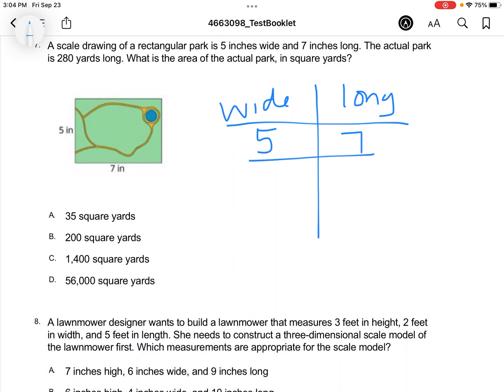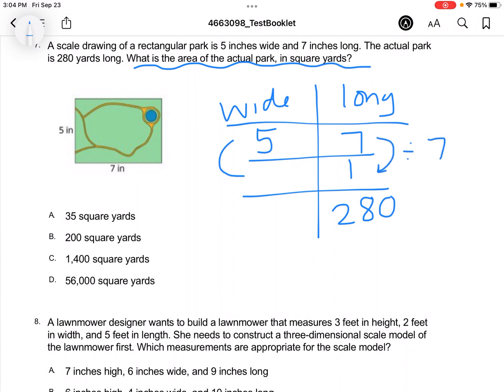And it says the actual park is 280 yards long. So that means that the 280 is going to go over here. I have to convert everything because it says what is the area of the actual park. So I have to get my new dimensions before I can do anything. So I'm going to divide by 7. I'm going to get a crazy number in my calculator, but that's okay.